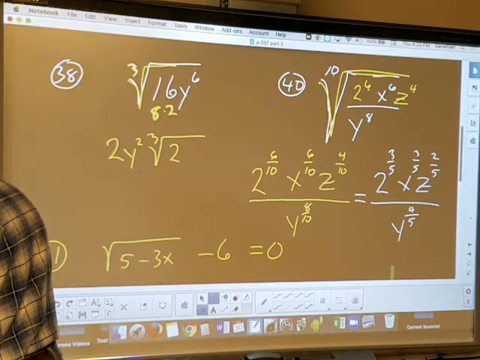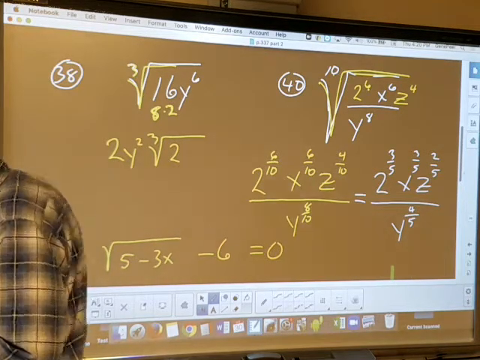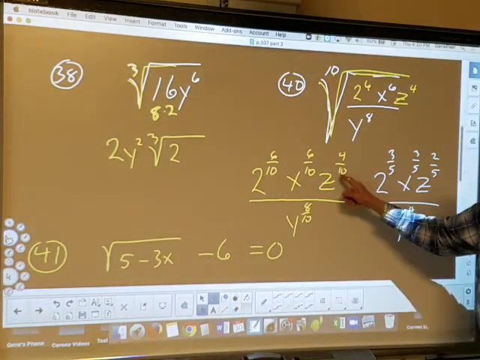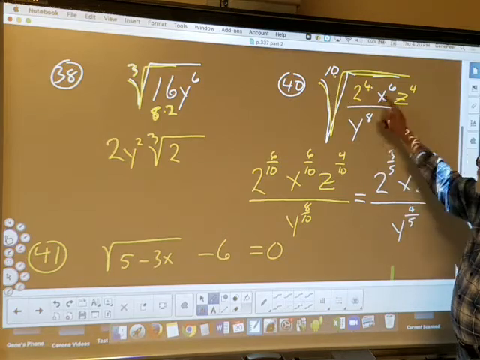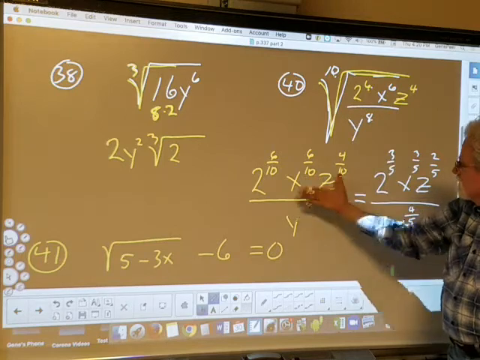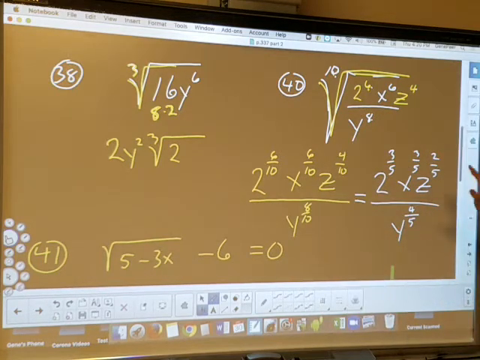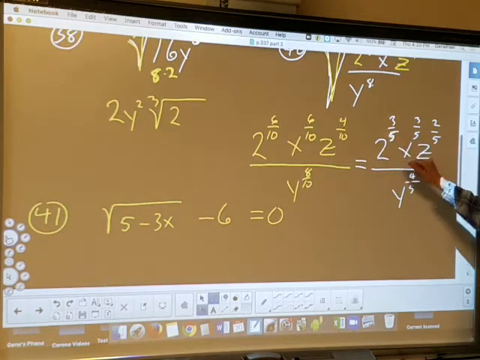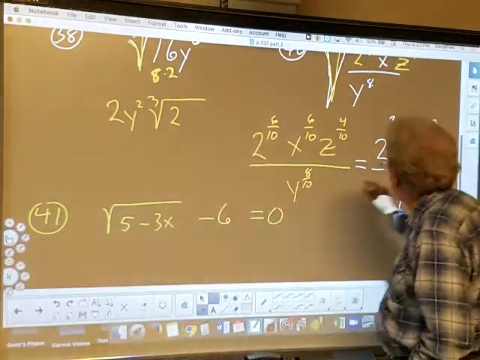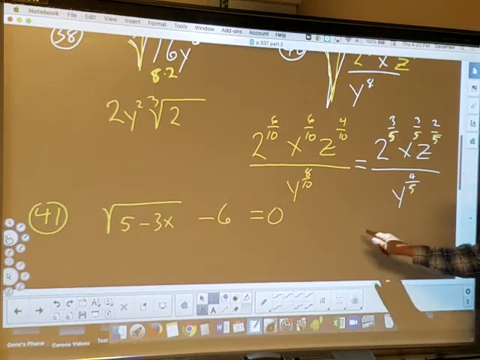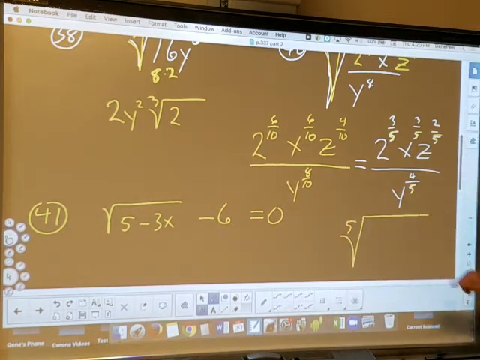Use rational exponents to write in simplest radical form. Use rational exponents. 6 over 10, 6 over 10, 4 over 10, 8 over 10, to write this in simplified radical form. That's not radical form, so we're not quite done yet. Notice, please, they are all fifths. Let's change colors. They are all fifths. How convenient. So I can write the fifth root of what?